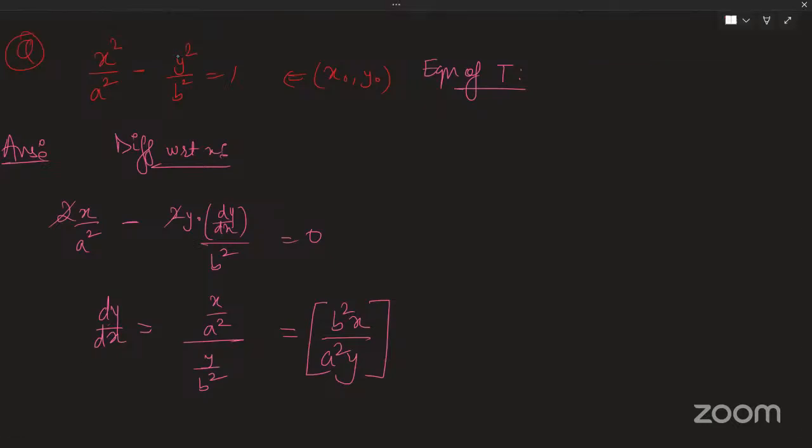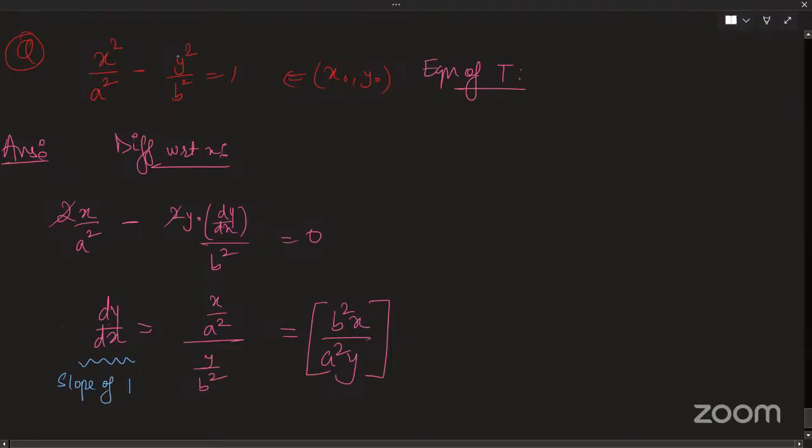The value dy by dx basically denotes what? Slope of tangent. Right? It is the slope of tangent. So great, I know my slope of tangent. So what should I do next? Do I know my value of x and y also? Yes, they are x naught and y naught.